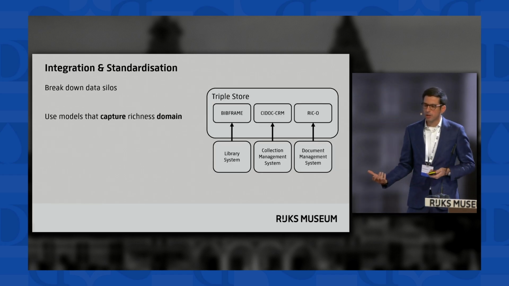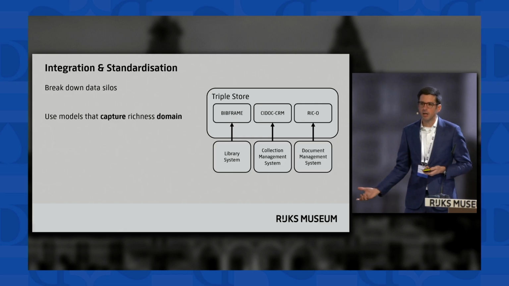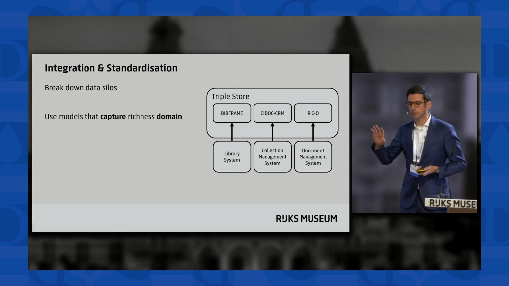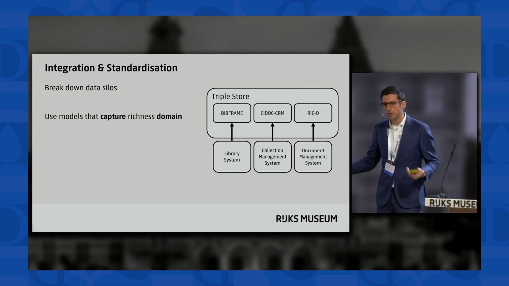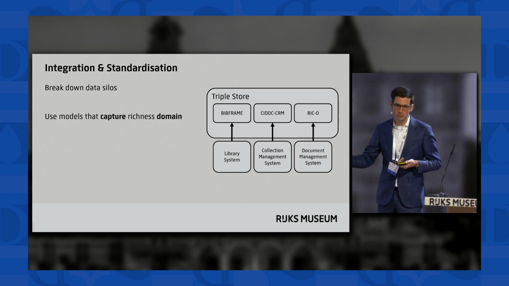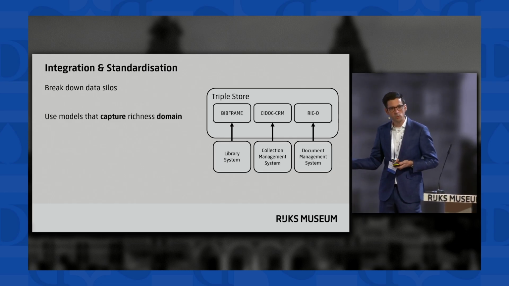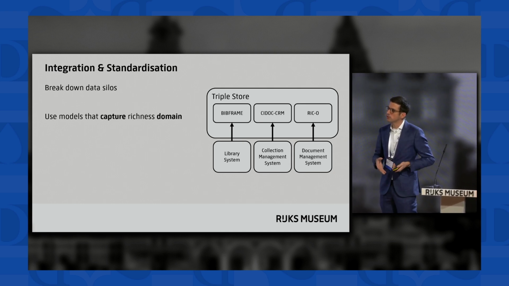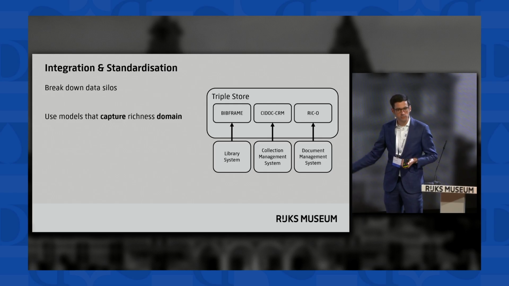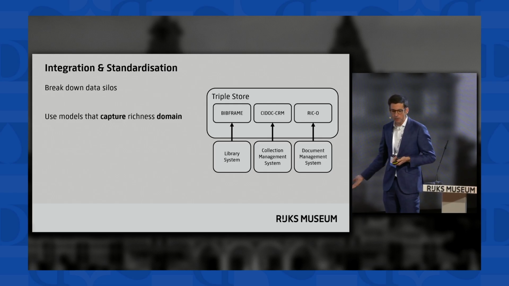The main goal that we have with the integration layer is to break down those data silos. We have a library system, a collection management system, and a document management system. We take all the information contained in those silos and get it into a triple store. It was a deliberate choice to not have one model to rule them all, but to get the different models that capture the context of the information. So a specific model for the library, BIBFRAME, etc. And the nice thing is that we can extend this with new domains whenever they come in.